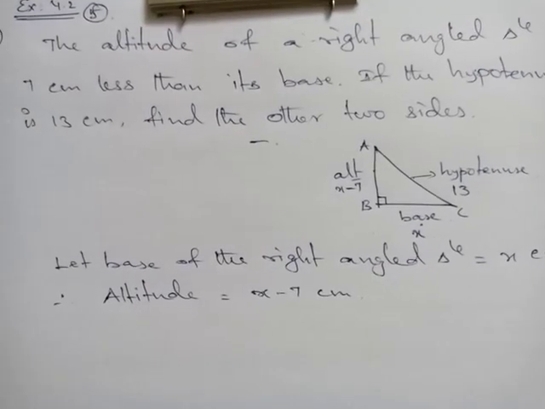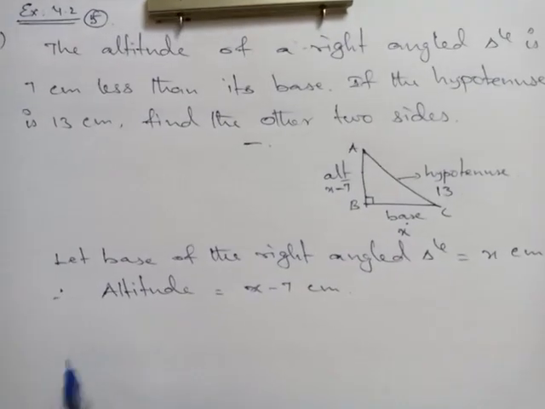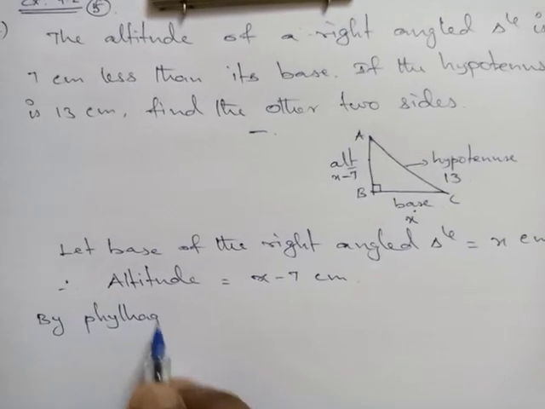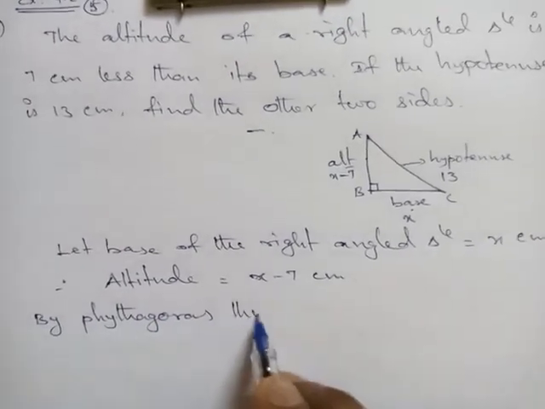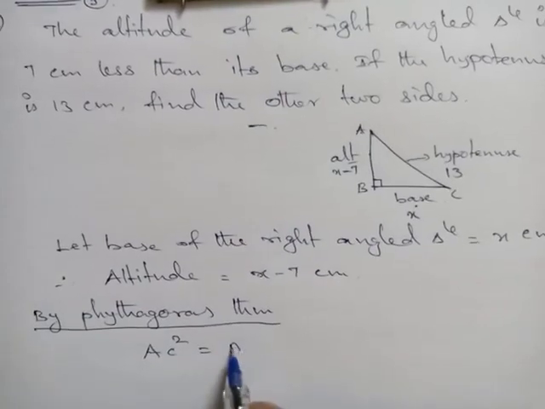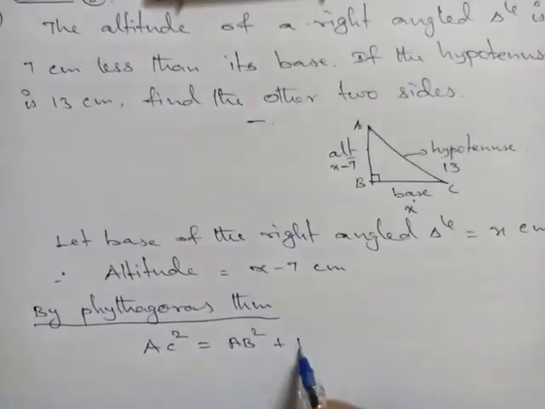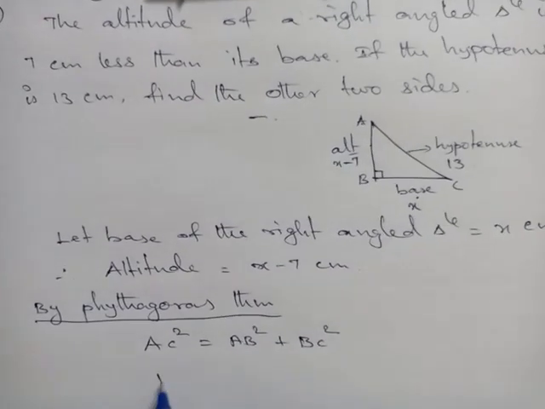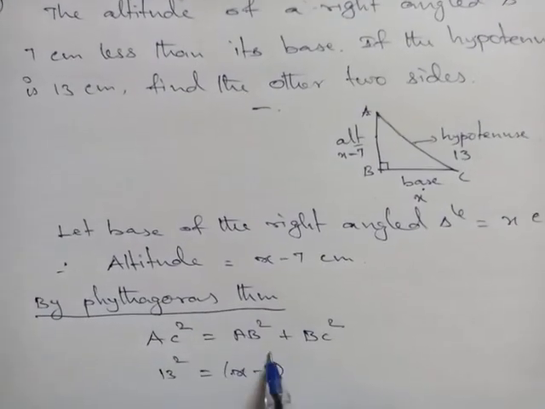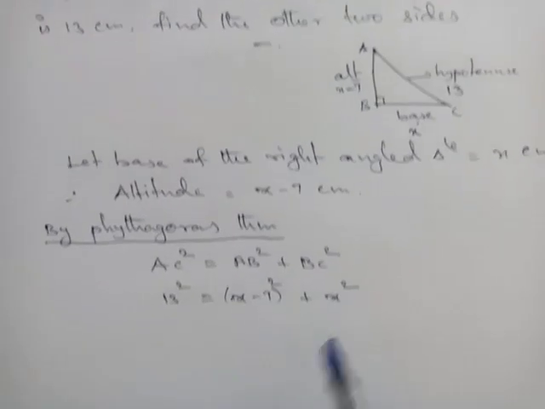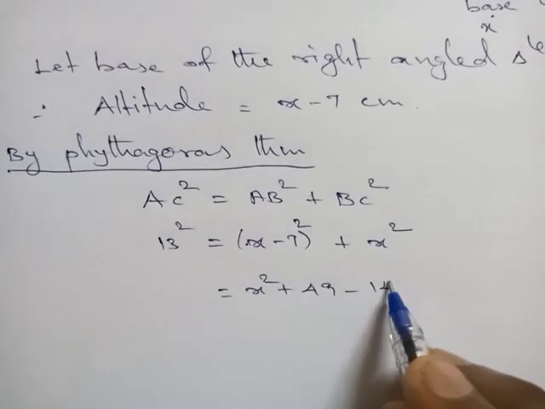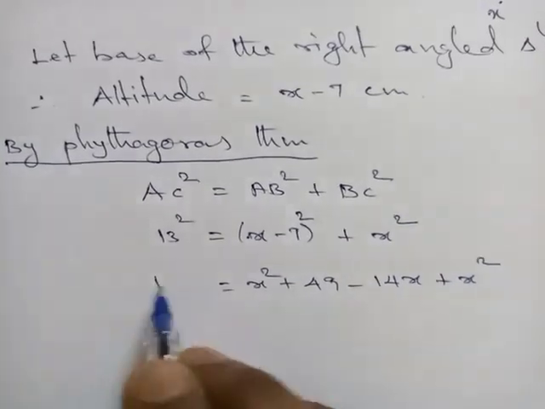So how can we find? Right angle triangle, therefore we can use Pythagoras theorem. So by Pythagoras theorem, AC square is equal to, that is hypotenuse square is equal to sum of the squares of the other two sides, AB square plus BC square. So that is 13 square is equal to, here AB is x minus 7 the whole square plus x square. Expand this, what you will get: x square plus 49 minus 14x plus x square equal to 169.